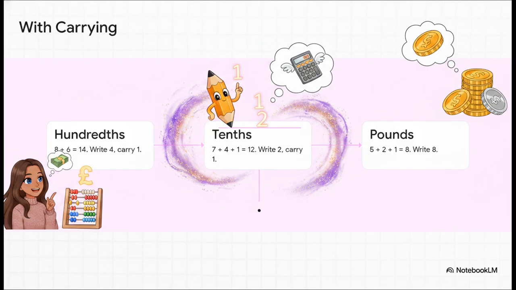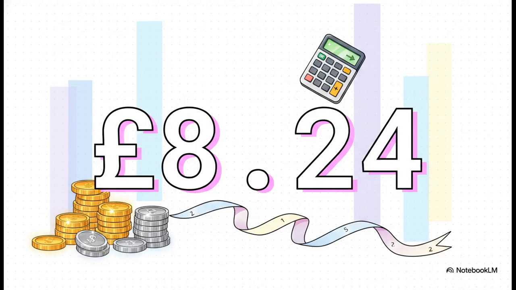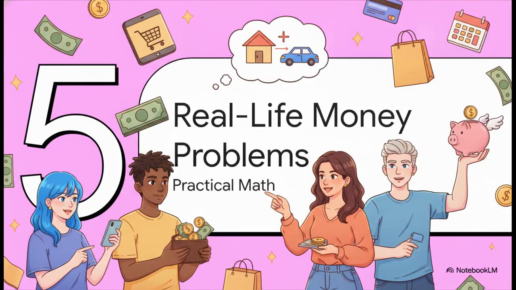Finally, the pounds. 5 plus 2 plus our carried 1 equals 8. And we lock in our final answer, £8.24, complete with the pound sign. You see, carrying is absolutely no big deal at all, as long as you stick to that right-to-left system and don't forget to add those little carried numbers as you go. Let's put this into practice with Section 5, Real-Life Money Problems.